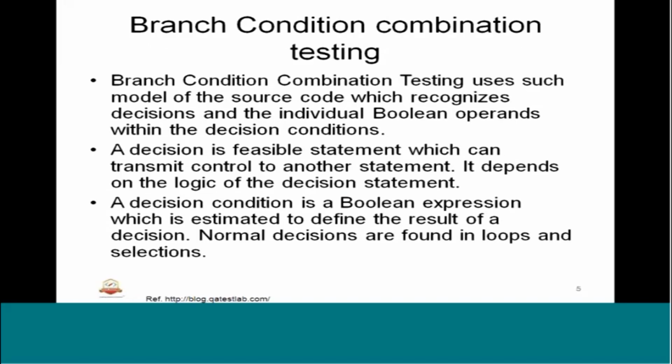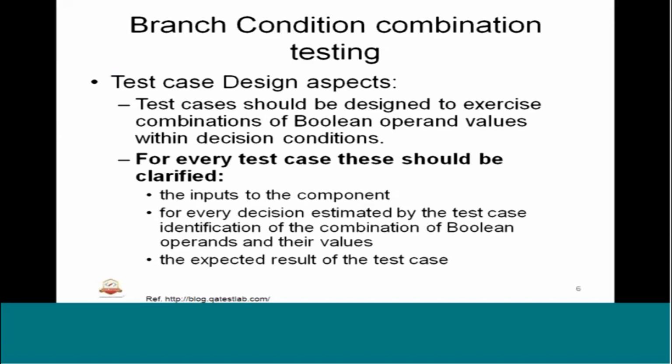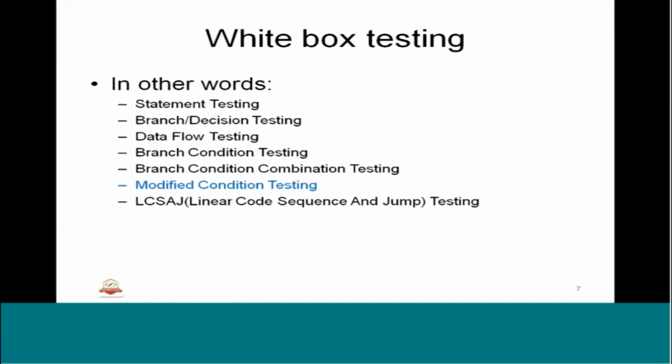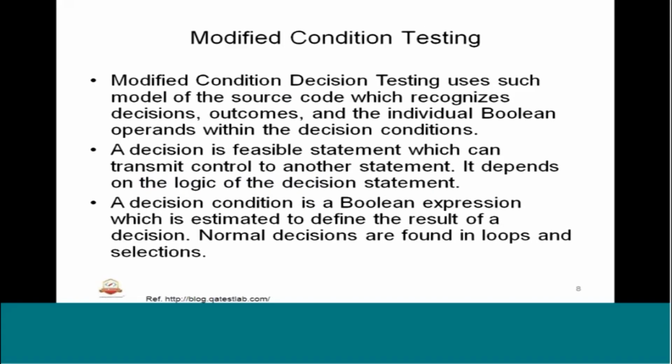The next type of testing, which is also called, in terms of the aerospace industry, MCDC, branch condition combination testing, where the testing will be done on the source code which recognizes the decisions and the individual boolean operands within the decision conditions. All the possible values that are going to be fed into the boolean operands within the decisions will be tested. So accordingly, test cases will be designed in such a way that independency is achieved. Then we have studied modified condition testing, where the outcomes, especially the result, whatever it is going to arrive at, will be tested.